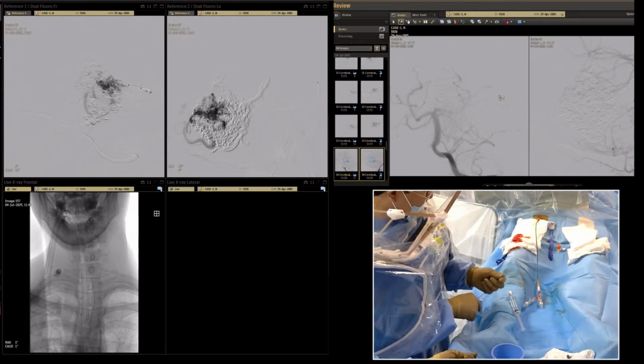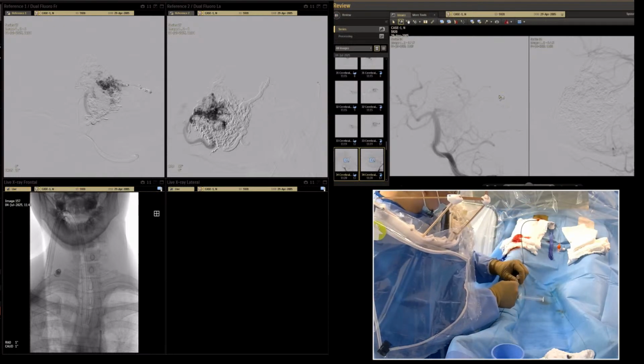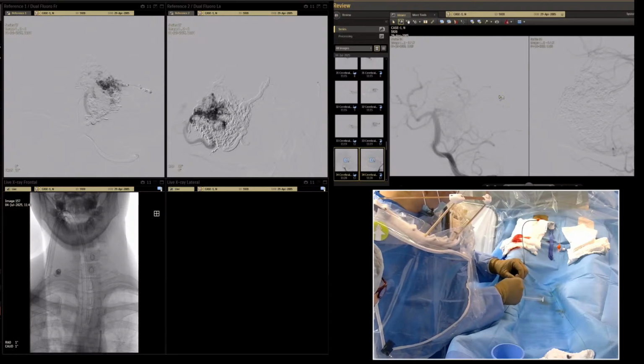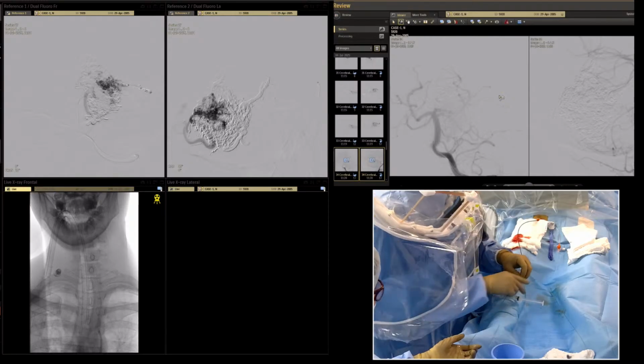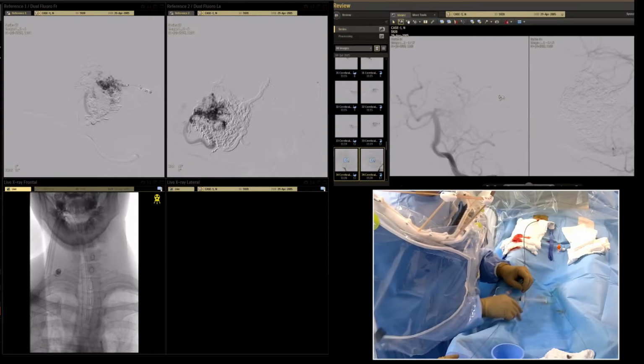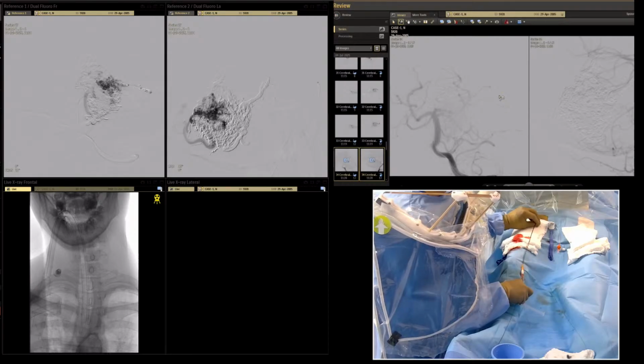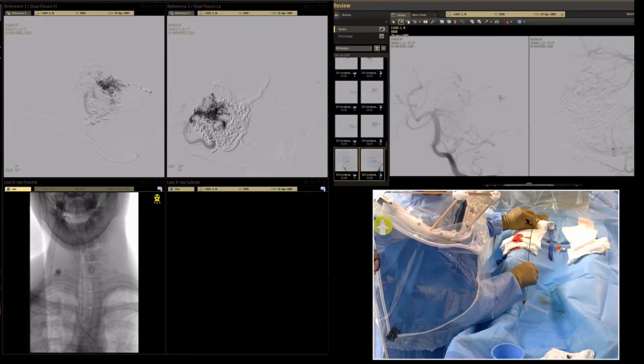Okay, we need the diagnostic wire. The guiding is going to the subclavian all the time, but with the Fubuki it's possible to go without wire. Not all the time. Huh?